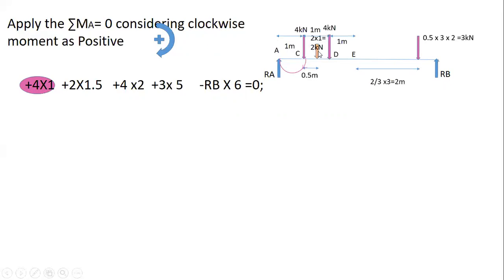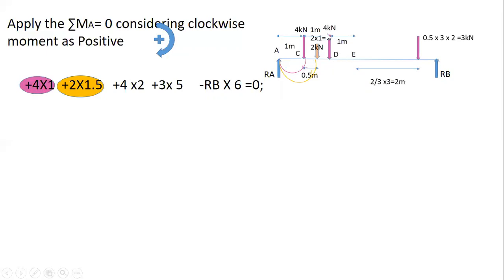Second load is this converted UDL, that is 2 kilonewton point load. From the C end, it is acting at a distance of 0.5 meter. But we are finding the moment about A, so we have to consider the distance from A to this point load. From A to C, it is 1 meter. From C to this point, it is 0.5 meter. So total distance is 1.5. Intensity of load is 2 kilonewton, perpendicular distance is 1.5. So plus 2 into 1.5, since it is creating the clockwise moment.